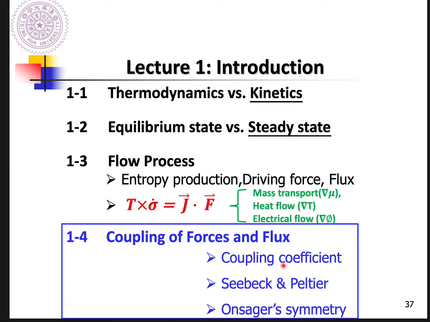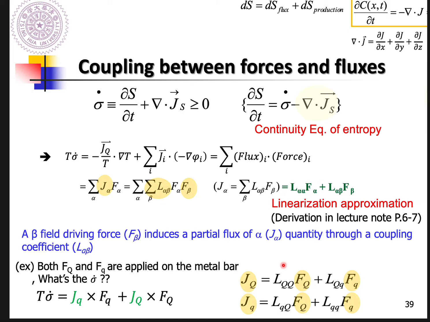And in order to explain this, we use the continuity equation of entropy, which states that the change of entropy of the system equals the change of entropy from the surroundings, which we call the entropy flux from the surroundings, plus the change of entropy produced by the system. So this we call the continuity equation of entropy.